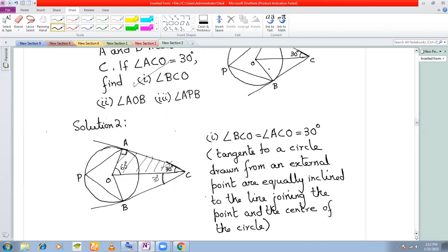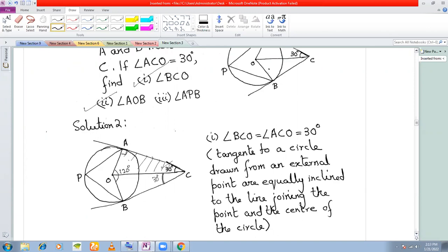And what is the theorem that you know? You know that the tangents to a circle drawn from an external point subtend equal angles at the center of the circle. So that means if this angle is 60 degrees, this angle must also be 60 degrees. And therefore, what is this entire angle? 120 degrees. So this entire angle here is 120 degrees. Okay. So that completes the second part of this question also.